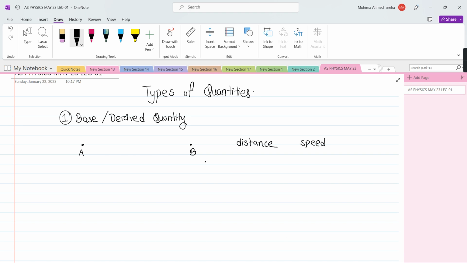Whenever you are asked to measure the distance of any given points, what do you do? You take a measuring instrument like a meter ruler or a scale, whichever is preferable to you, and start measuring the distance between any given 2 points, like for example these 2 points A and B. You can just use a meter ruler or any scale and measure the distance between A and B.